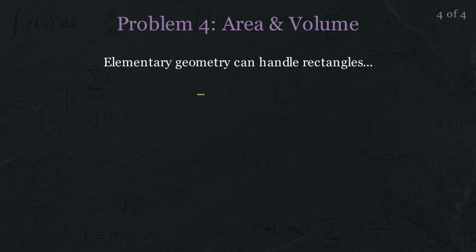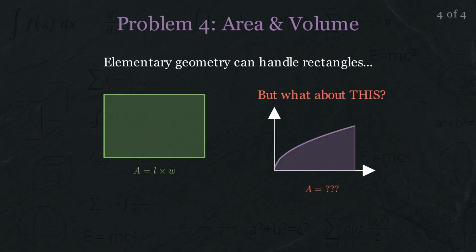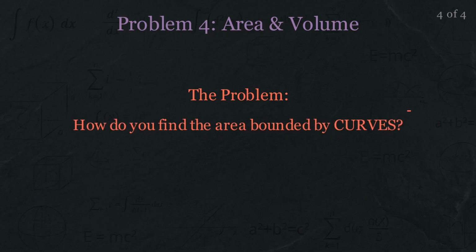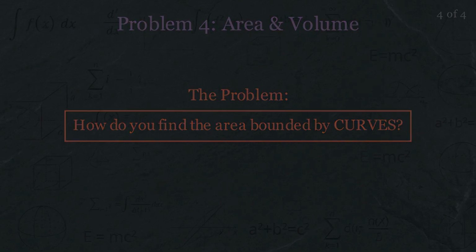Elementary geometry can handle rectangles easily. Area equals length times width. But what about this? What's the area under a curve? No simple formula works here. The 4th problem, how do you find the area bounded by curves? Euclidean geometry had a method called exhaustion, but it was extremely difficult and limited. A better approach was desperately needed.